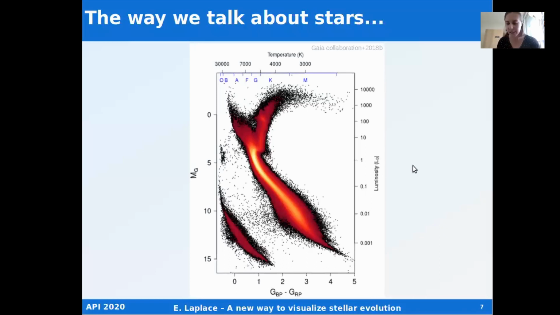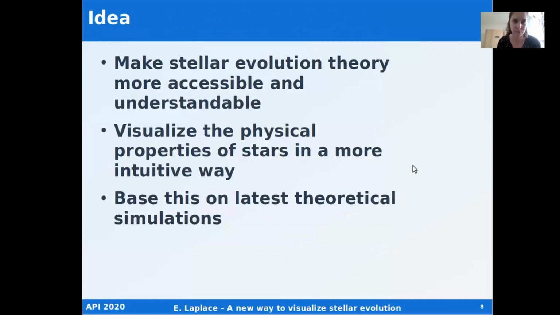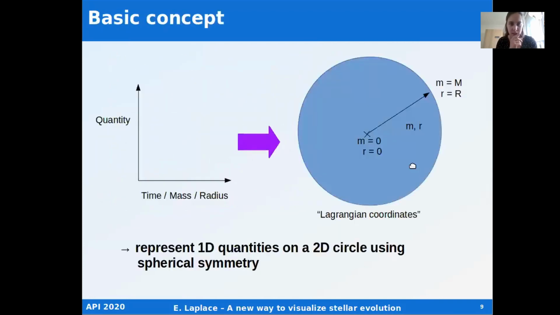Okay, so the idea here is to make this a little bit easier for people to understand. So the core idea of what I did is to make stellar evolution theory a little bit more accessible and understandable. And that is, try to find a way to visualize the physical properties of stars in a more intuitive way. And if possible, base this on latest theoretical simulations, because we have all these things available now. So how did I do this?